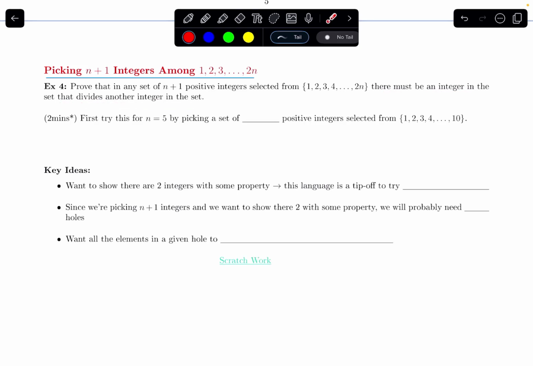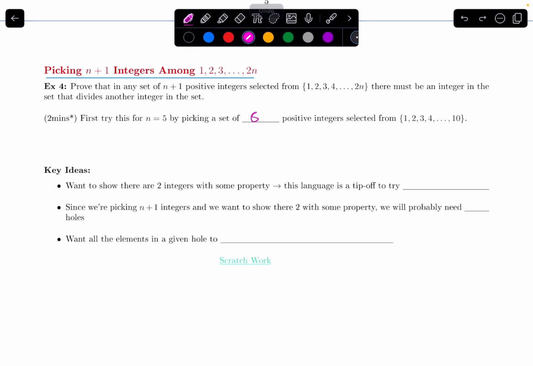Okay, so I first want to play around with this for about 2 minutes, and I want to try this for a specific case. So what if n equals 5? If n equals 5, then the last integer in the set would be 2 times 5, which would be 10. So I'm picking from the set of positive integers between 1 and 10. And if n is 5, then n+1 would be 6. So I'm going to be picking 6 integers from this set.